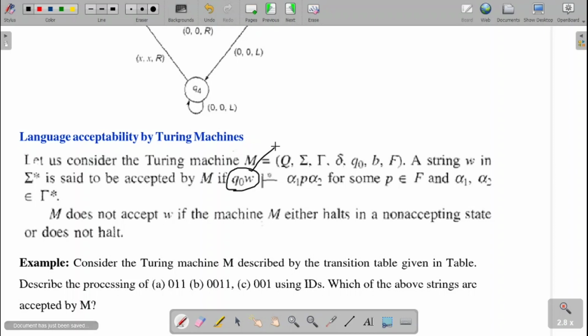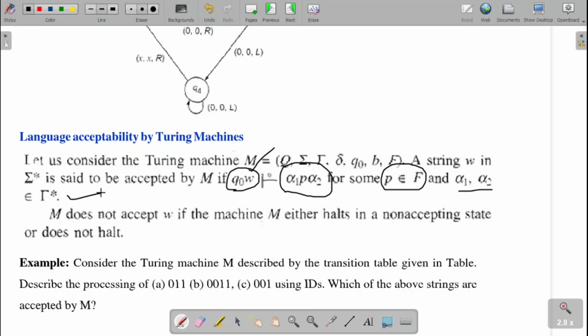Then next, at some point of time, we halt in this configuration, meaning no other transitions are defined over here. On the left of p, I have alpha 1. On the right of p, I have alpha 2. If p belongs to the accepting states, and alpha 1 and alpha 2 are the components of tau. What is tau? Tau is the tape symbol. Tau is the tape symbol.